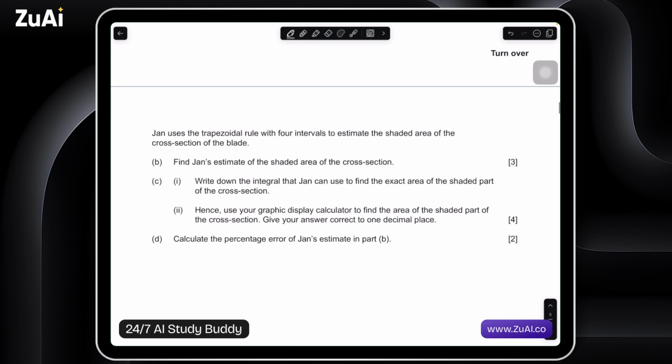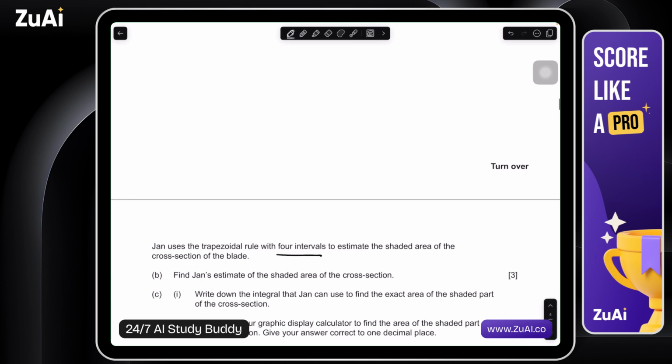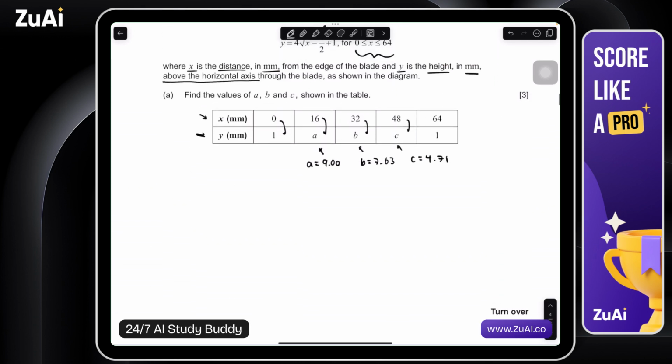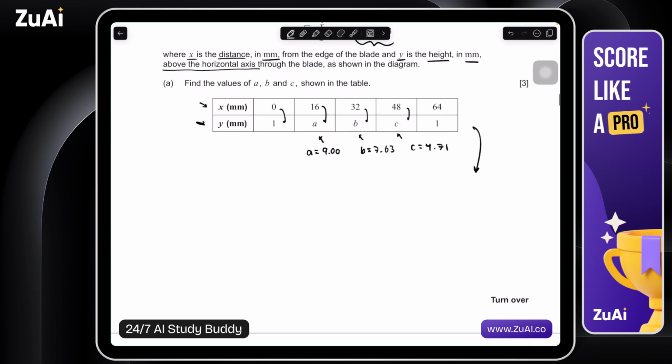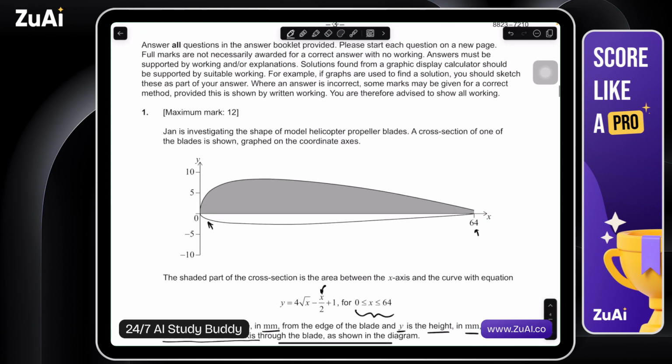Okay. We're then told that Jan uses the trapezoidal rule with 4 intervals to estimate the shaded area of the cross-section of the blade. Find Jan's estimate of the shaded area of the cross-section. So in this case, remember, often IB questions won't ask you to perform some kind of calculation just to test a discrete skill. Often we'll have a question that will lead to something else. So here they're asking us to find these heights at different points, that is to say at 16, 32, and 48.